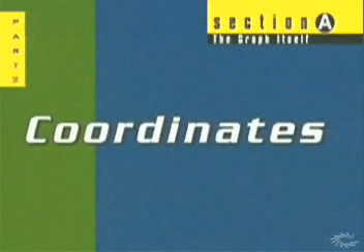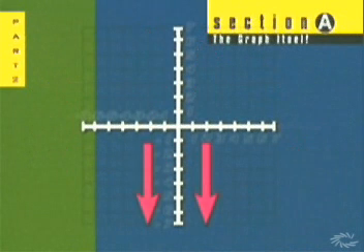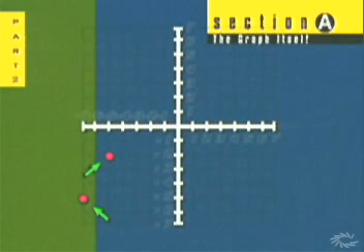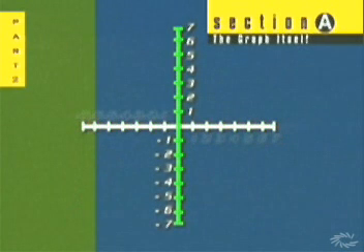The coordinates are like our map. They tell us how far right or left we have to go on the x-axis and how far up or down on the y-axis. So, each point on a graph has a set of coordinates. We say that a point has an x-coordinate and a y-coordinate. The coordinates are written like this, in parentheses, with the x-coordinate first and then the y-coordinate.